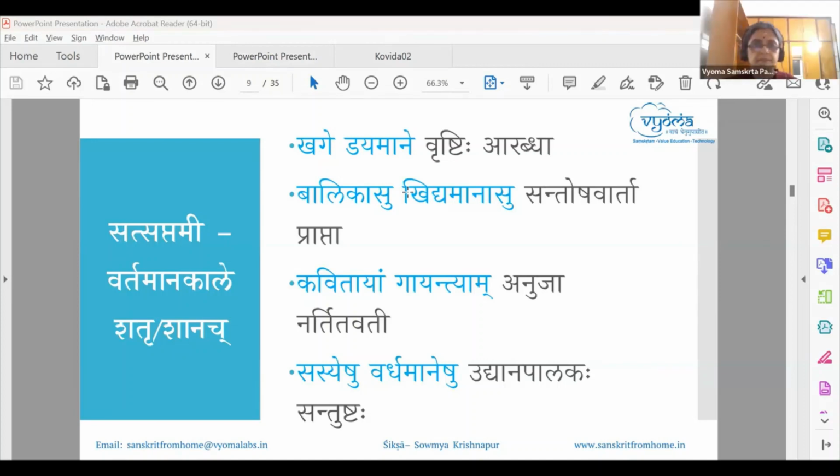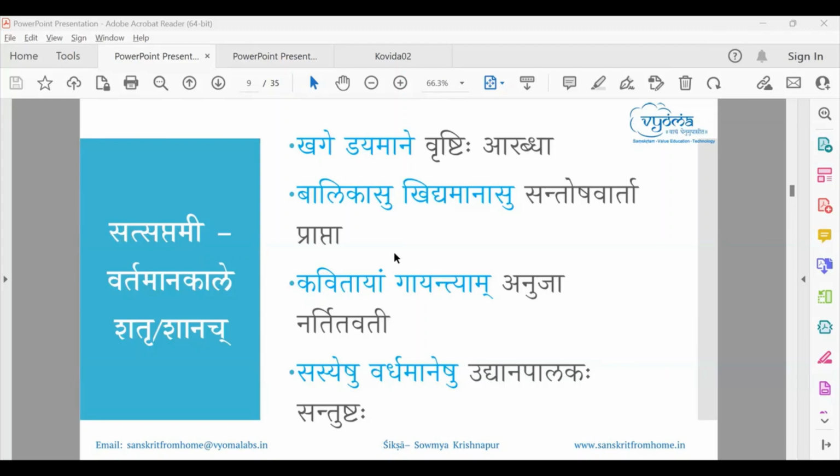Sure. Khage dayamane vrishtihi arabdha. So the rain started pouring when the bird was flying. Yes. So dayamanaha, dayate is an atmanipada dhatu. So dayamanaha is was flying, because arabdha we are saying in past tense. If it were dayamane dayamanaha asti, then it is in the present tense. Here it is in the past.